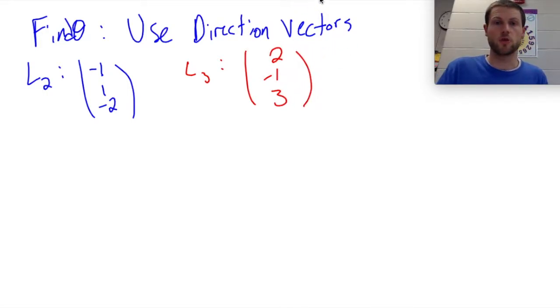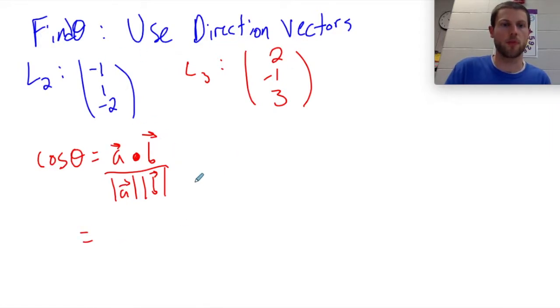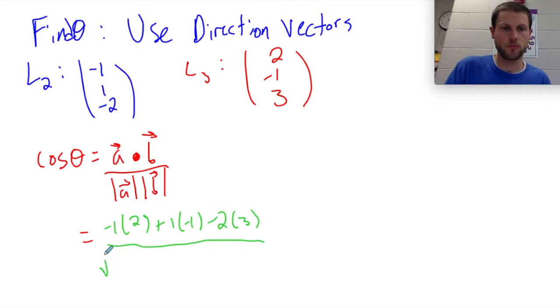So we know how to find the angle between two vectors. We have that formula, cosine of theta equals A dot B over the magnitude of A times the magnitude of B. And so using this formula, let's take the dot product between these two. This is going to be negative 1 times 2 plus 1 times negative 1 minus 2 times 3. That's my dot product all over the square root of 1 squared plus 1 squared plus 2 squared times the magnitude of L3, the square root of 2 squared plus 1 squared plus 3 squared.